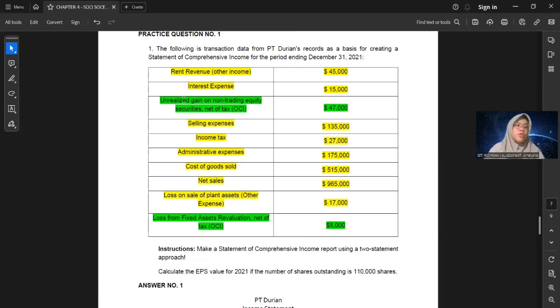Okay. The instruction asks us to make a comprehensive income report using the two-statement approach. It is also known that we were asked to calculate the EPS for 2021 with the number of shares outstanding being 110,000 shares.